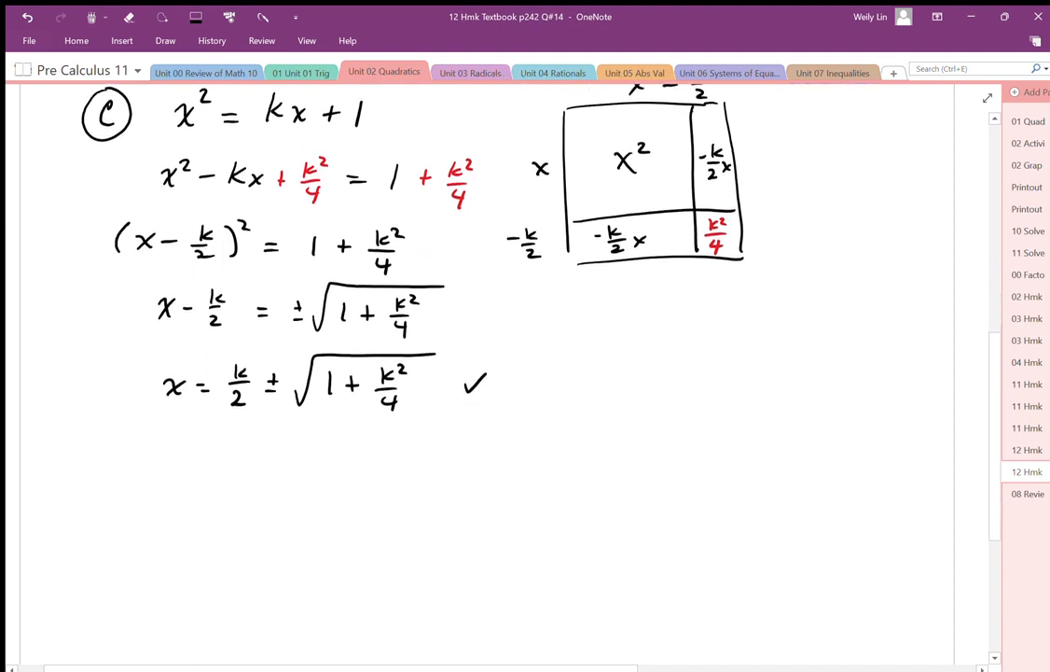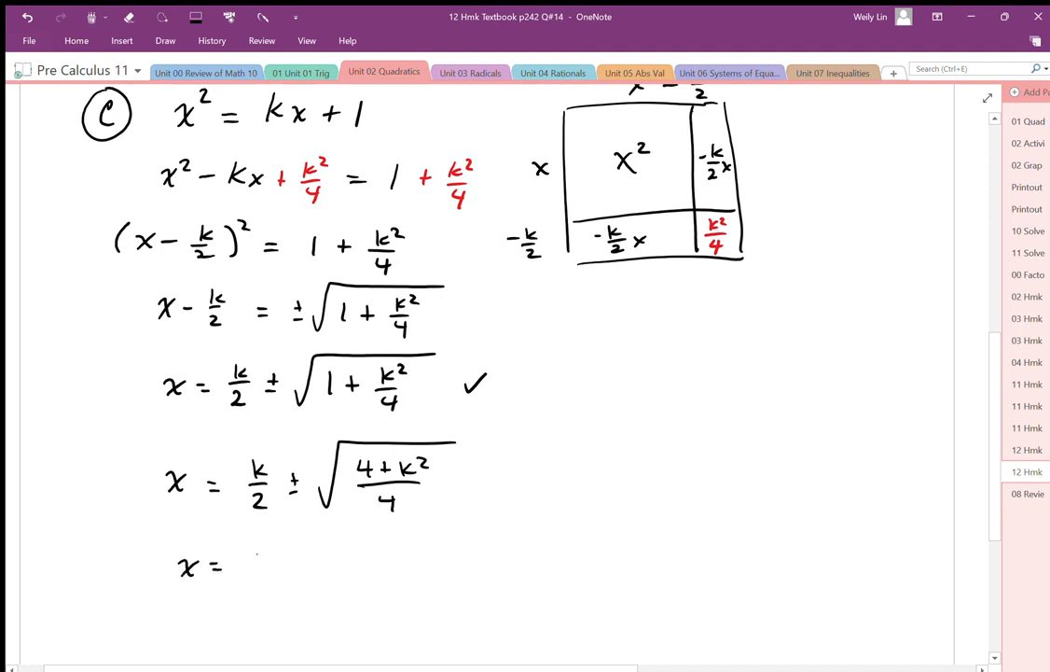I can put this in another form by just recognizing that the denominator of root 4 matches a 2 here. So I'm just going to get a common denominator inside the root: 4 plus k squared over 4. Make sure you don't take the square root across the plus. We don't get 2 plus k. We can never square root when there's a plus there.